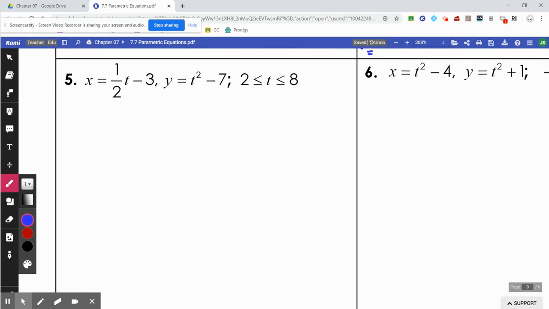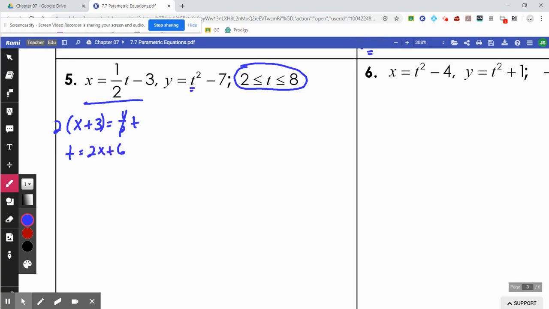We have some restrictions here. Now we've got to be a little bit careful with those restrictions. So let's go ahead and plug our t value in and simplify that first. Then we'll talk about those restrictions in just a second. So this is our linear term. Let's move our 3 over. That'd be x plus 3 equals 1/2 t. Get rid of the 1/2 by multiplying by the reciprocal, which is 2. So that would be that t is equal to 2x plus 6.